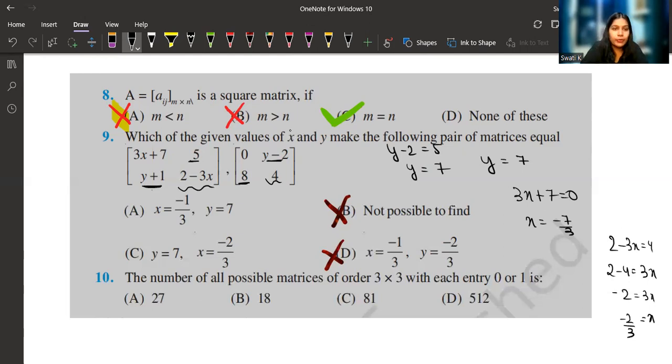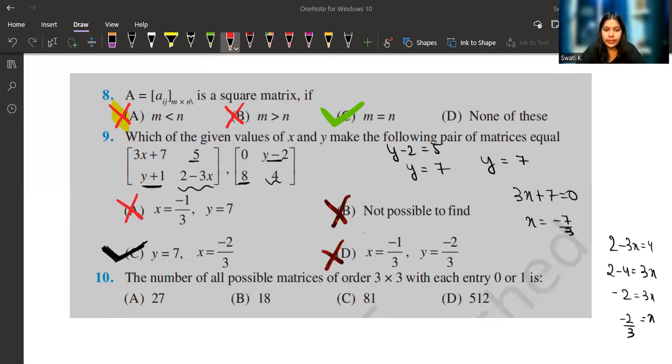So therefore, the correct option is option. Okay, I've chosen the green color, but it is not coming. Anyway, the correct option is option C. Okay, clearly this option is also incorrect. So therefore, the correct option is option C.